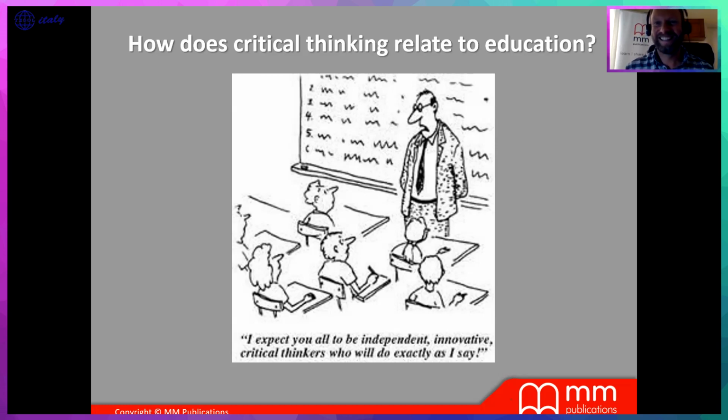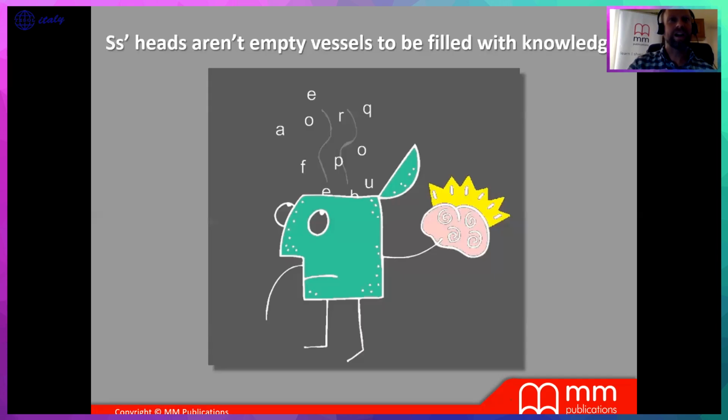Of course, this is supposed to be humorous, in the sense that there's so much contradiction in this sentence, right? You cannot be independent, innovative, and critical thinking when you are following a figure of authority, as projected by the teacher himself, right? So this is sometimes what we need to wonder: do we allow room for critical thinking to take place in our classroom setting?